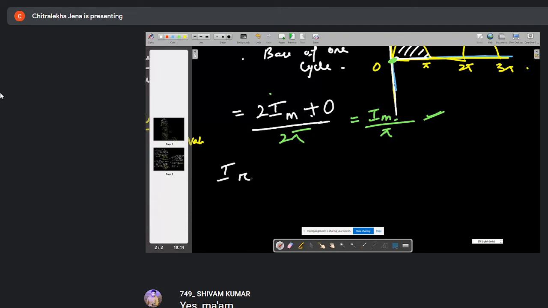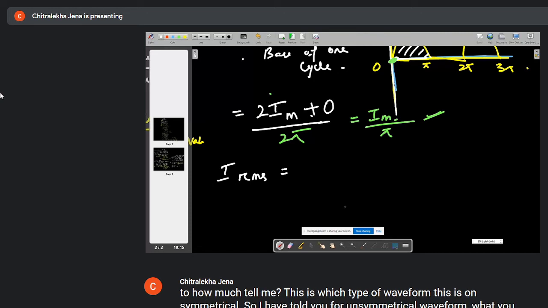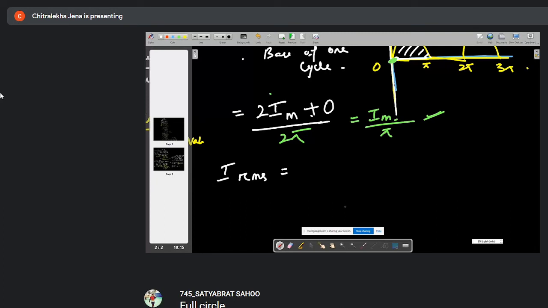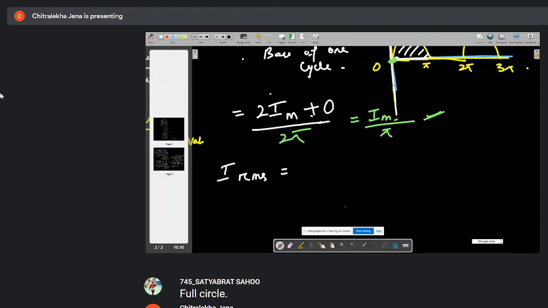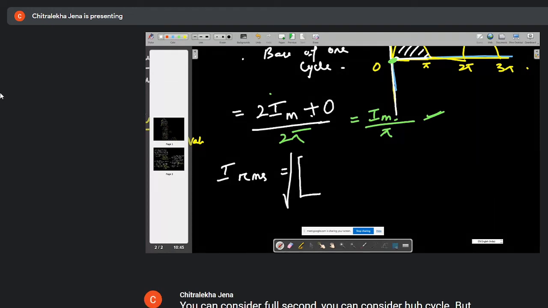Sorry, RMS value. RMS I value will be equal to how much? Tell me, this is which type of waveform? This is unsymmetrical. So I have told you, for an unsymmetrical waveform, you have to consider the full cycle. For symmetrical, you can consider the full cycle or the half cycle. But unsymmetrical means definitely you have to consider the full cycle. So IRMS is equal to square root of what?